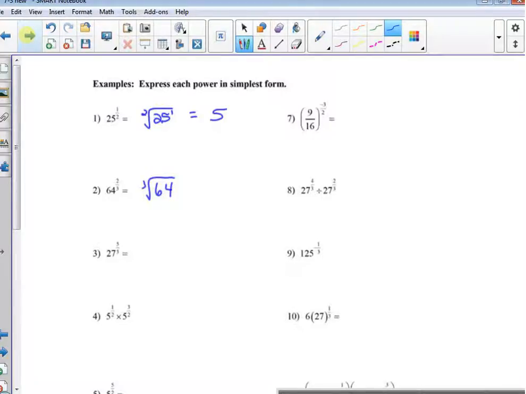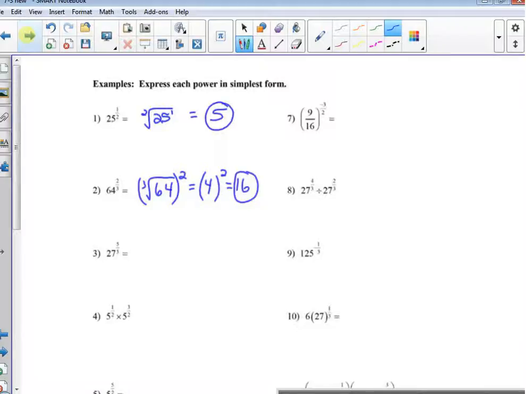Now for these, it's almost easier to take the root part first and then the power last. So I always put those in parentheses squared. The cubed root of 64 is 4, and then 4 squared is 16.